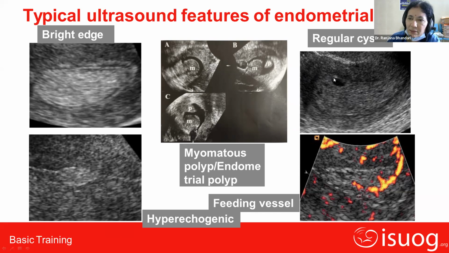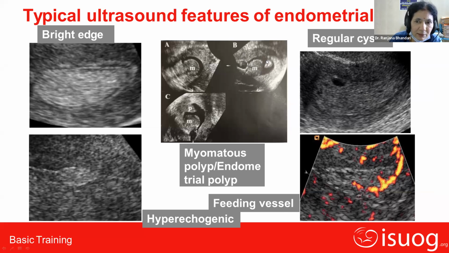There are some regular cysts within it. See, this is the cyst, and this is the interface, and this is the cyst. On putting a Doppler, I'll see a single feeding vessel. But so many times we also see a myomatous polyp. So how to differentiate between a myomatous polyp and an endometrial polyp? See, this is an endometrial polyp and this is a myometrial polyp. Endometrial polyps are hyperechoic, myometrial polyps are hypoechoic because they are in conjunction with the myometrium.